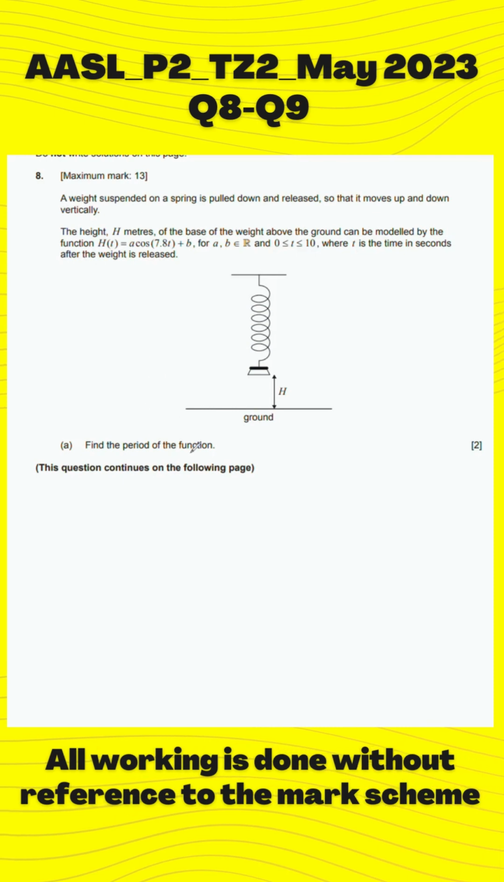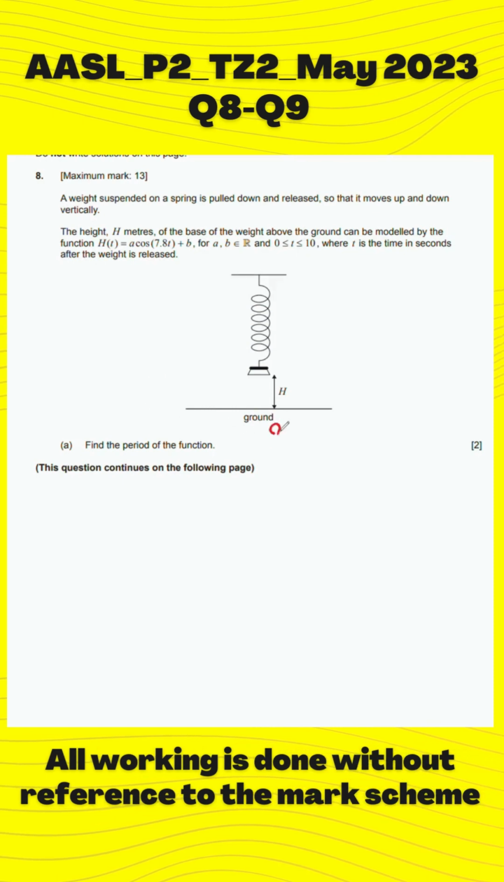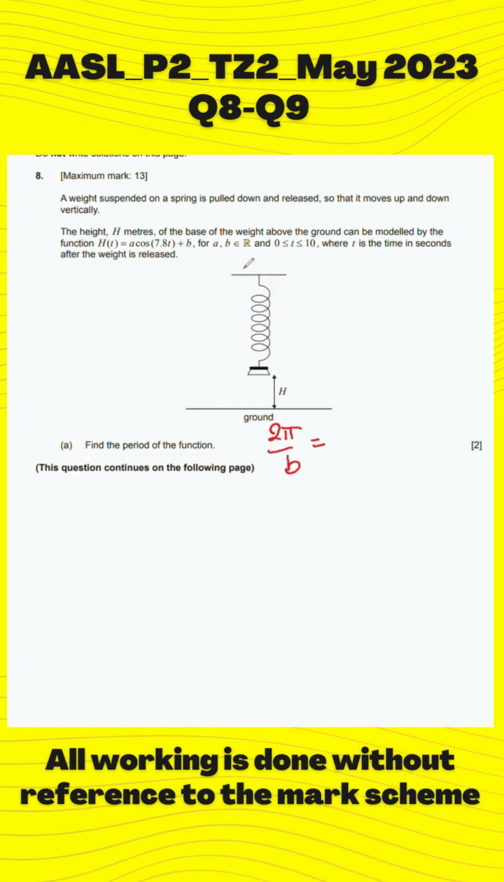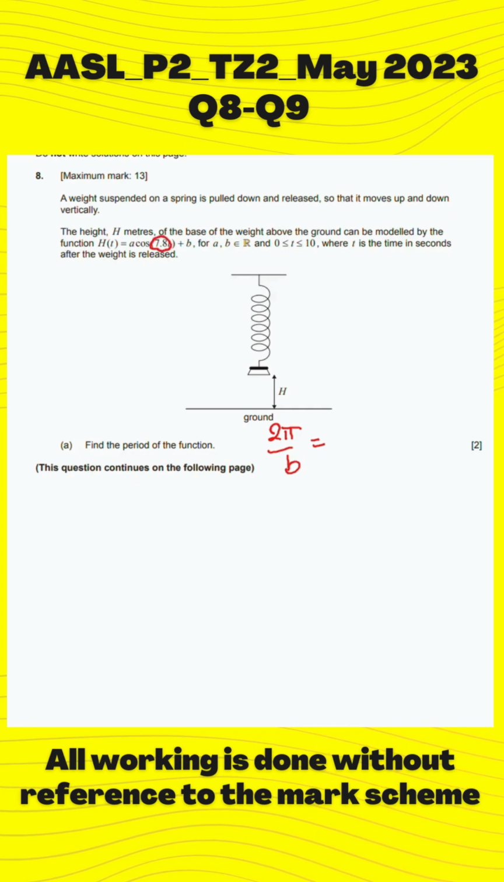A. Find the period. So the period will be 2 pi over b, and b in this case will be 7.8. So 2 pi over 7.8, which is 10 pi over 39.